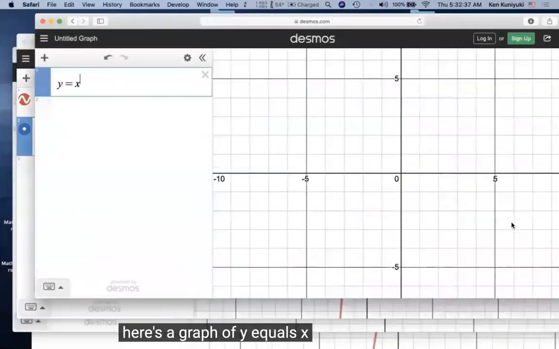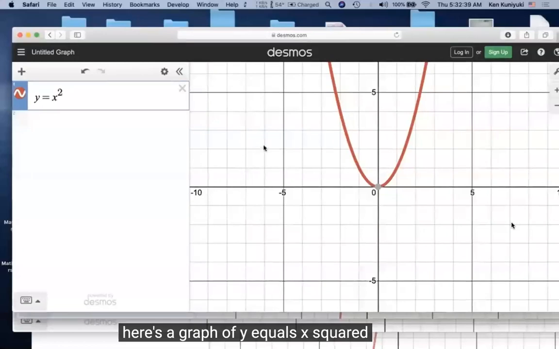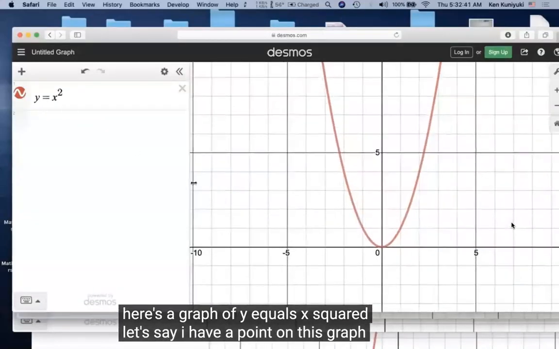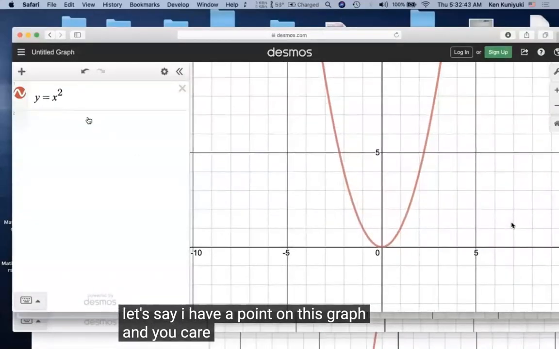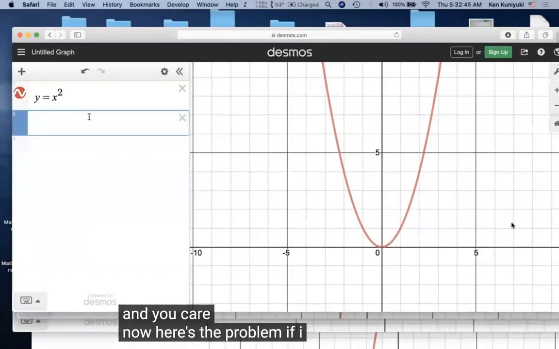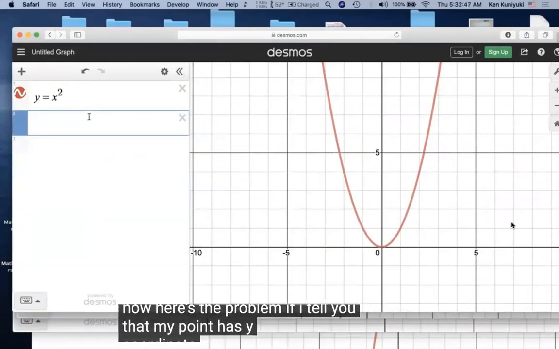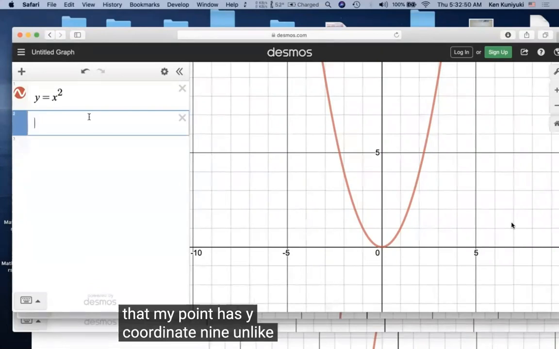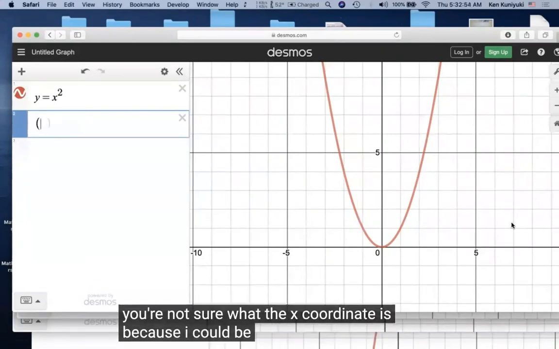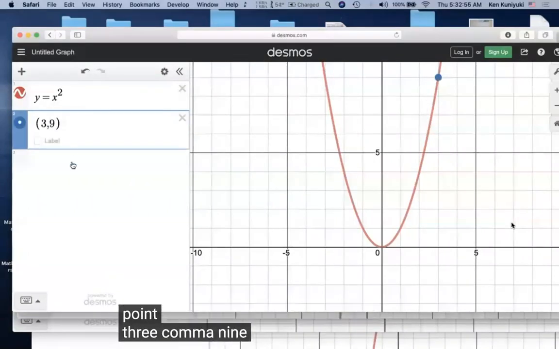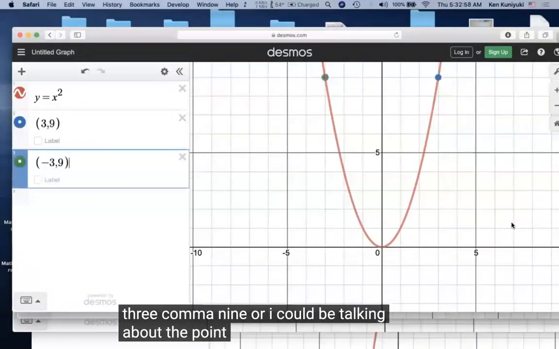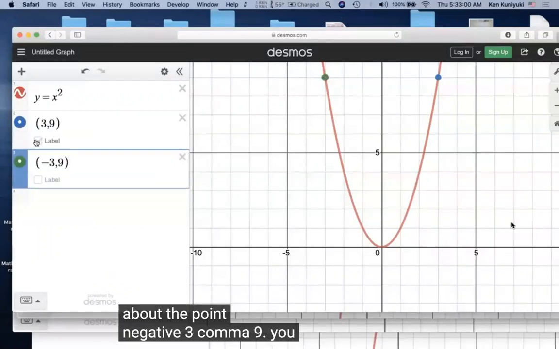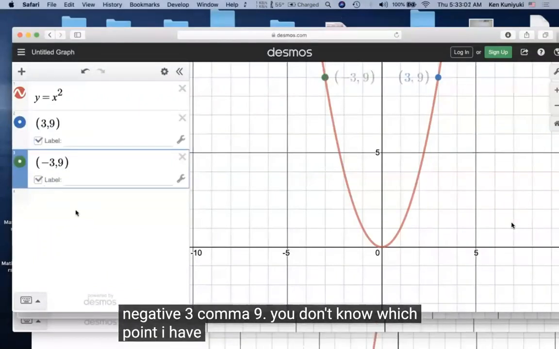Here's a graph of y equals x squared. Let's say I have a point on this graph and you care. Now here's the problem. If I tell you that my point has y coordinate 9, unlike for the cubing graph, you're not sure what the x coordinate is, because I could be talking about the point 3, 9, or I could be talking about the point -3, 9. You don't know which point I have.